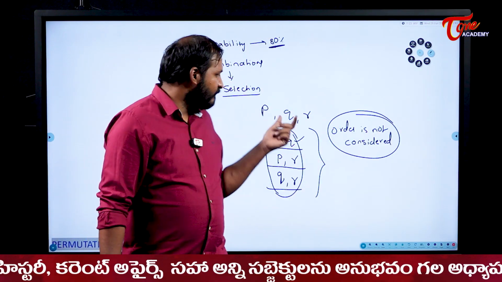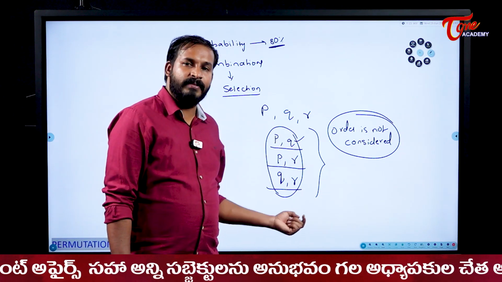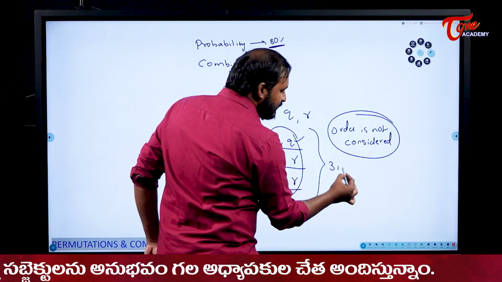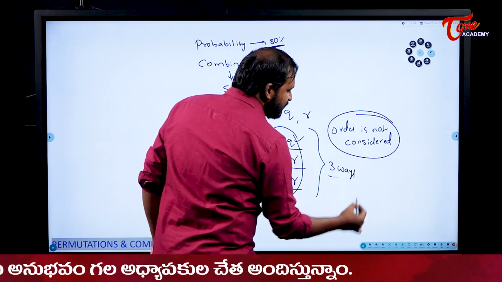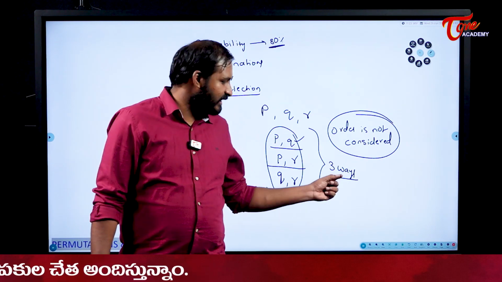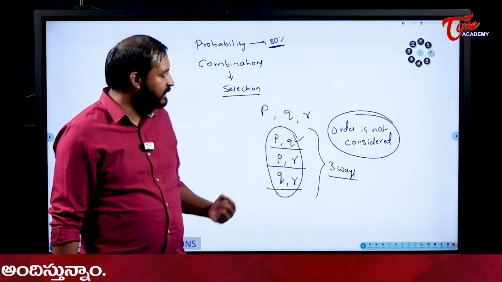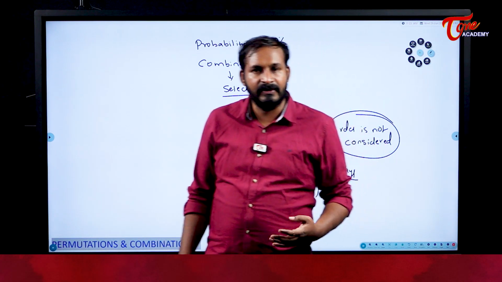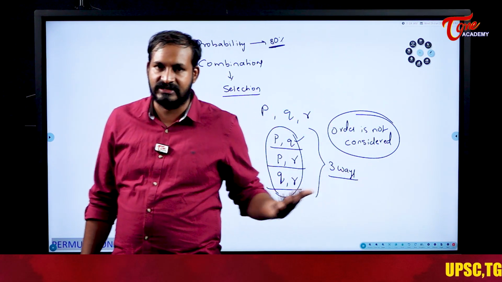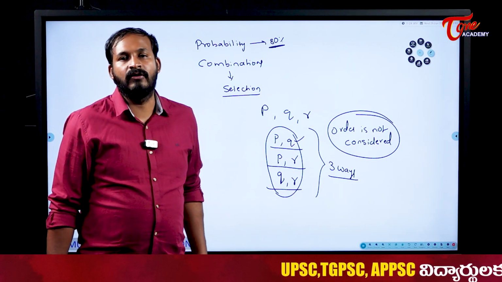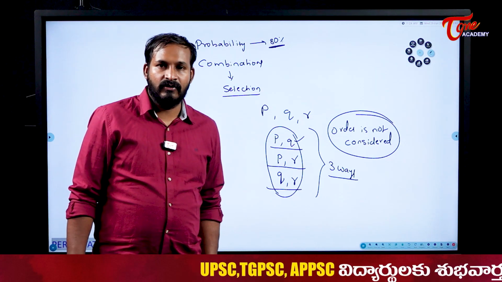That's it. From three people, I need to select two people. In how many ways can I select? Three ways. As there are only three people, you easily wrote them out and said the answer is three ways. But in general, will we have only three people? No, we will have 4 or 5 or 6 or 7 people, and I need to select 3 or 4 of them. Then how are you going to solve this?